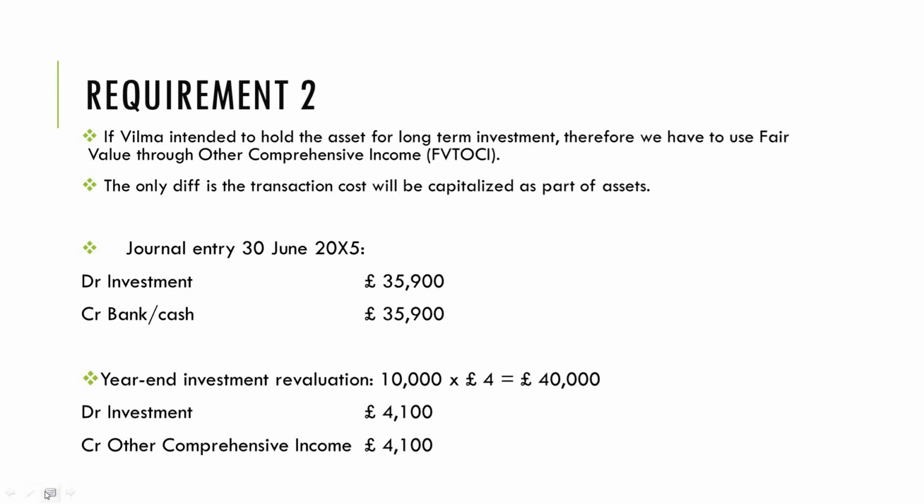Alright, so let's say Vilma purchased this investment for long-term investment, not for trading purpose. So in this case, we have to record based on FVOCI. The only difference between FVTPL and FVOCI is how we treat the transaction cost. This is the first difference, the transaction cost. And also when we are recognizing the increase in the value of the investment.